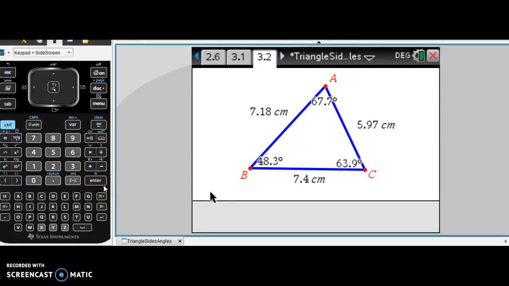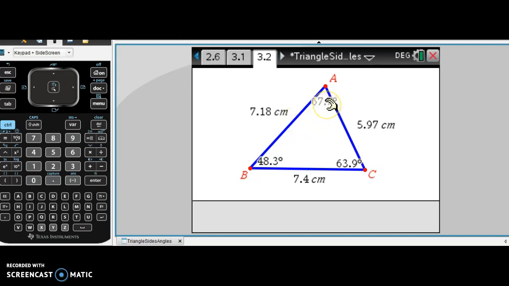Today we're going to look at how angles and sides of triangles affect each other and control each other. What I mean by that is I'm looking at a triangle right now and I see all the angles are measured for me and all their side lengths are also shown. Side AB is 7.18 centimeters.